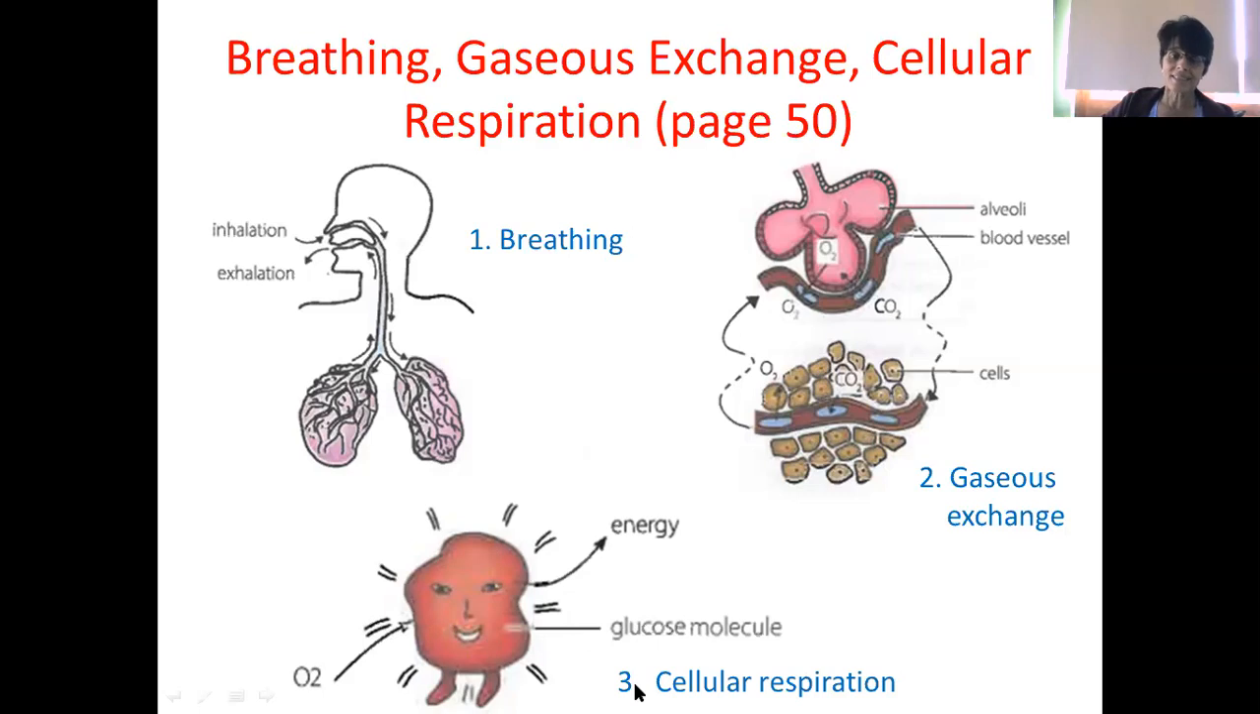So that's cellular respiration. Breathing is the in and the out, the inhalation and the exhalation. Gaseous exchange is the movement of oxygen and carbon dioxide in different directions in the lungs and at the cells of your body. Cellular respiration is the chemical process that happens in every single cell of your body in order to break glucose down to release energy.